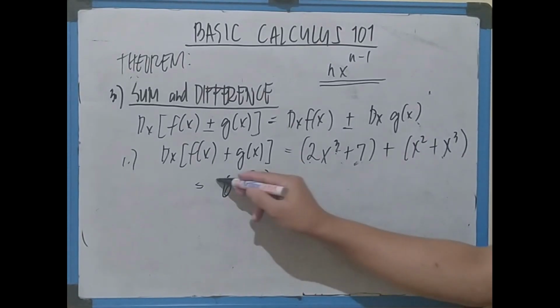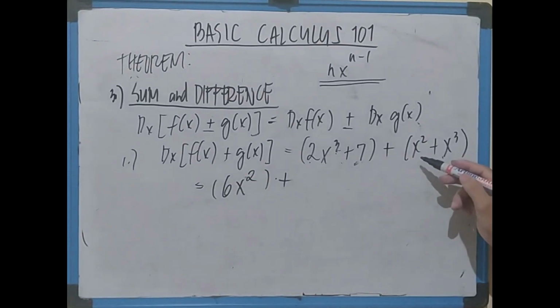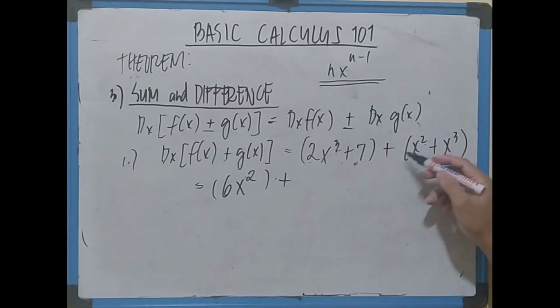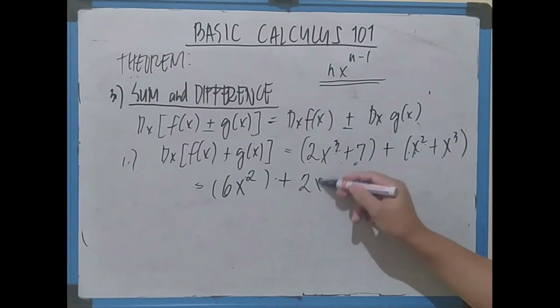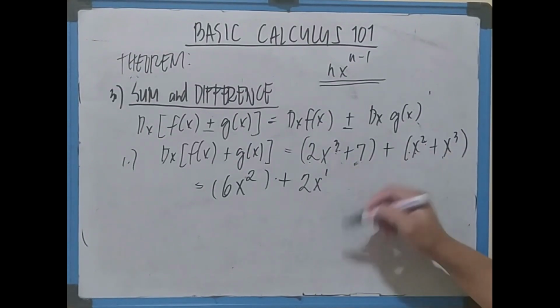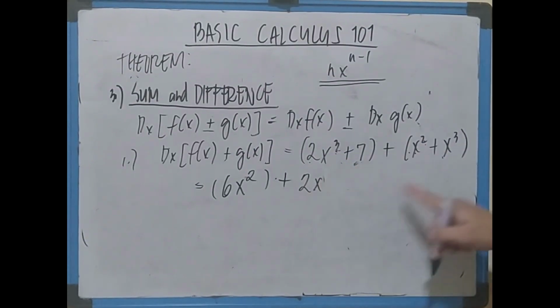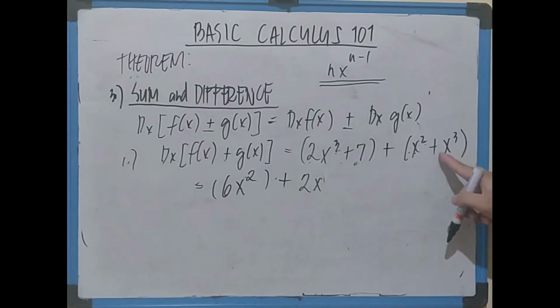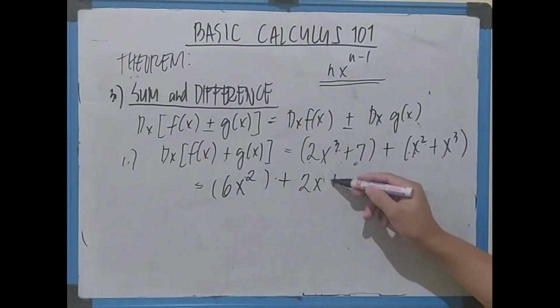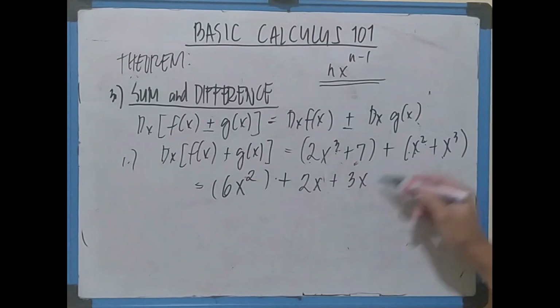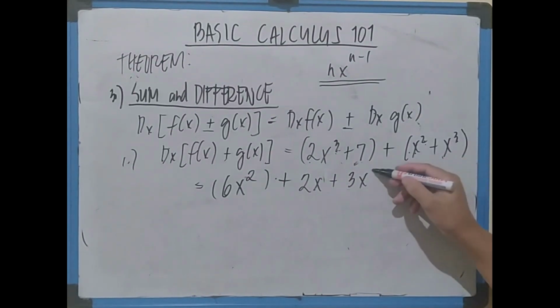So, plus. Let us get the derivative of this one also, the g of x. What we will do is the same, we just multiply. 2 times 1 here is 2. So 2, copy x, then 2 minus 1 will be 1, or just 2x. Then here, since this is 3 times 1 will be 3, then x, 3 minus 1 will be 2.